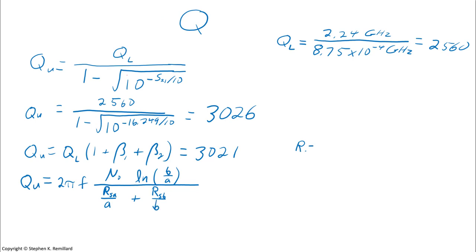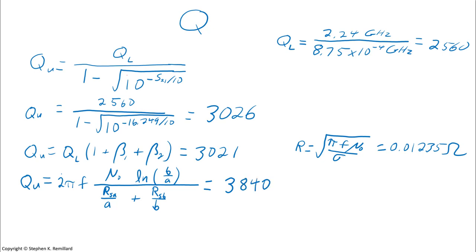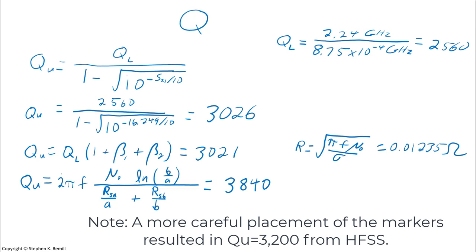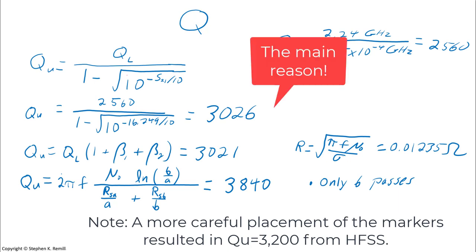Surface resistance for copper, using the conductivity that is in HFSS, is 12.35 milliohms. Putting that in for these R sub S's and the radii that were used, you get an expected Q of 3,840. So a little bit higher than what we find in HFSS for two reasons. Reason number one is our HFSS simulation used only 6 adaptive passes. Accuracy improves with more adaptive passes. And the second reason is that these two systems aren't the same. The cavity simulated in HFSS had capacitive loading at the ends of the rods, which add loss because you end up with end wall current.